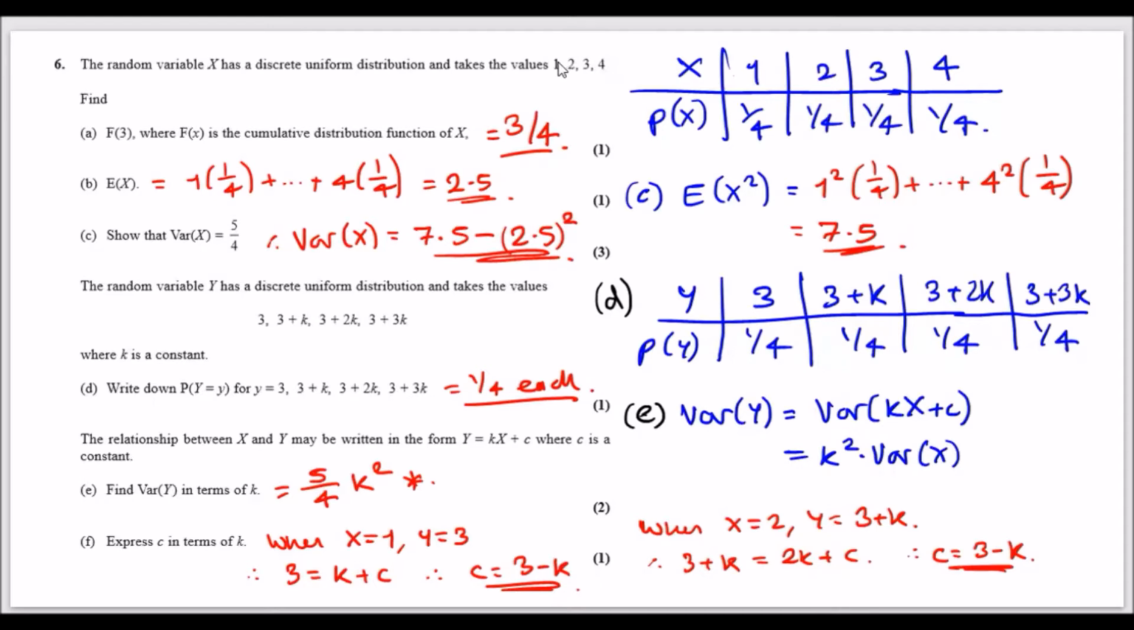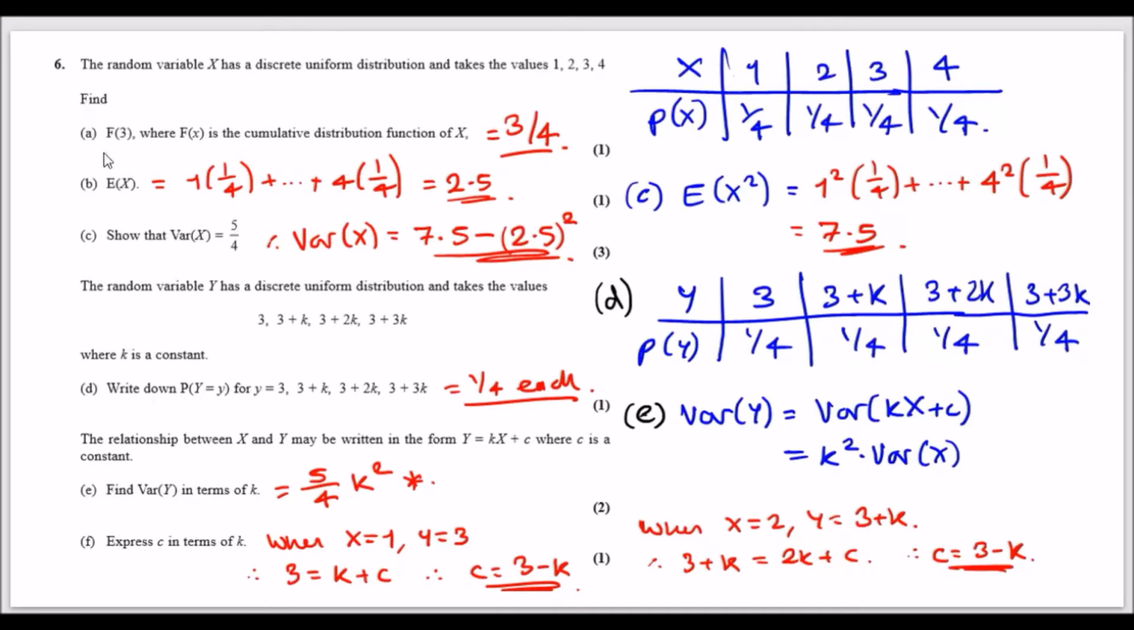Because you've got 4 things, all 4 of them are going to have a probability of 1/4 each, because they're all equal, because they're all uniform. That's the key word there. So of course, before this, make a nice table 1, 2, 3, 4 and write the probabilities of a quarter. Now let's do the questions.